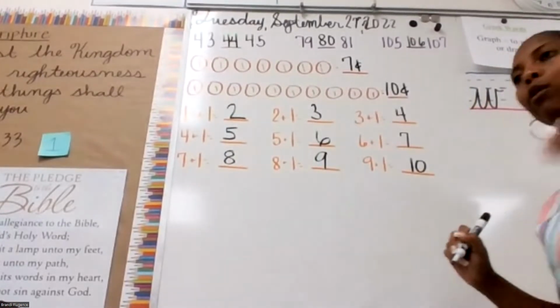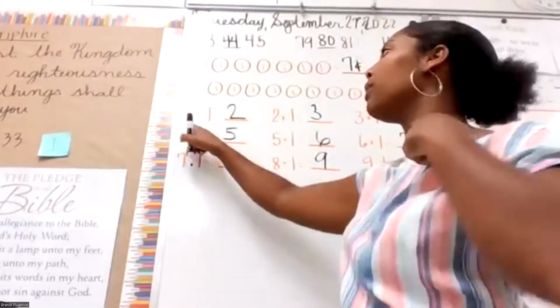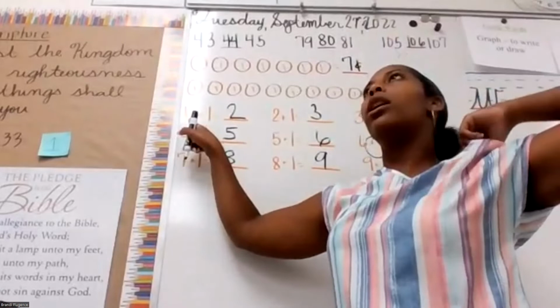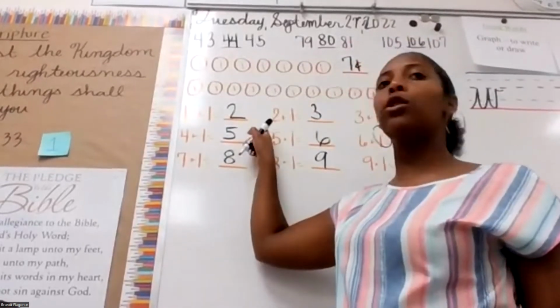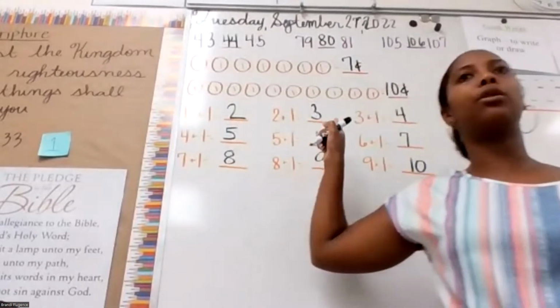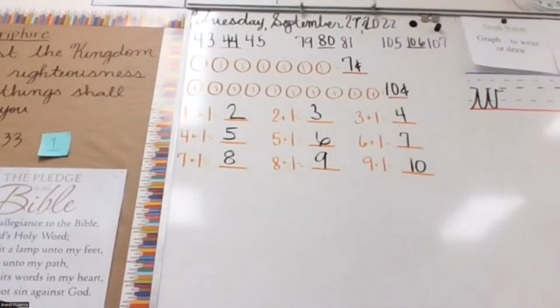Very easy facts. All we're doing is adding one more to what we already had. So let's go over them. Let's start with 1 + 1. 1 + 1 equals 2. 2 + 1 equals 3. 3 + 1 equals 4.